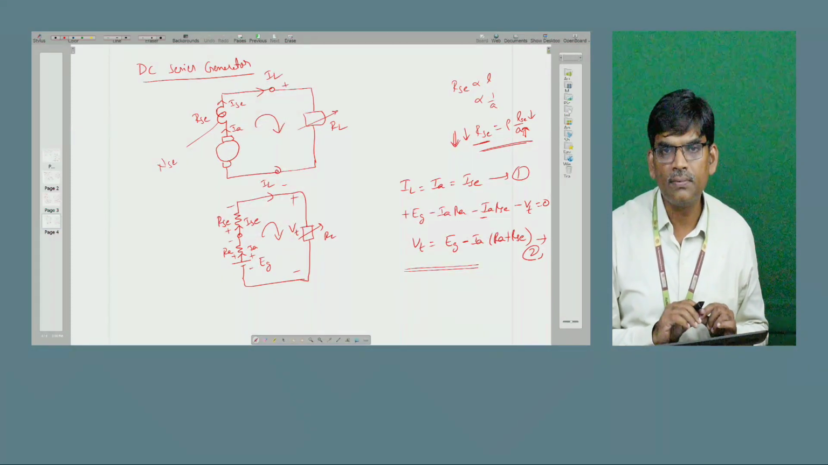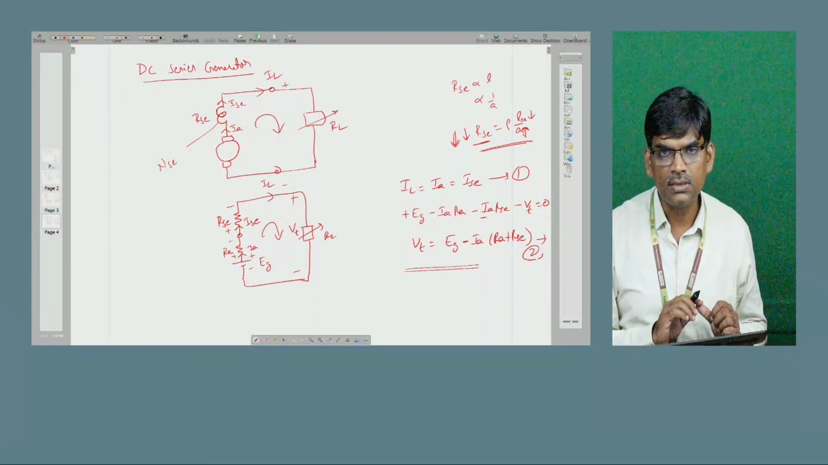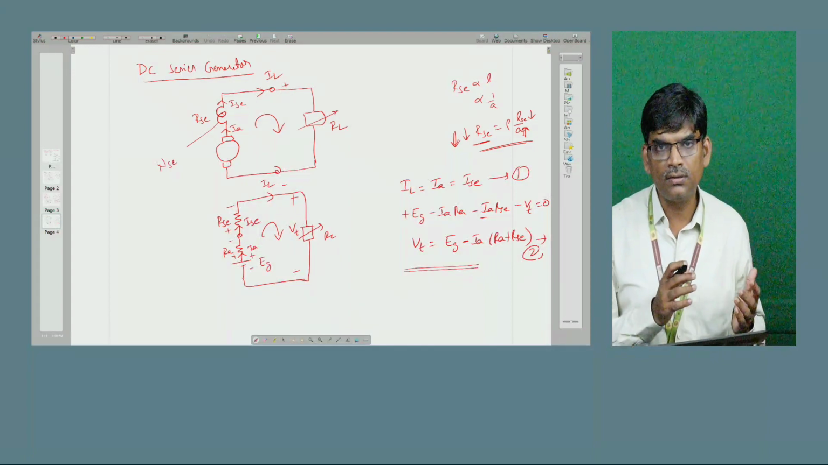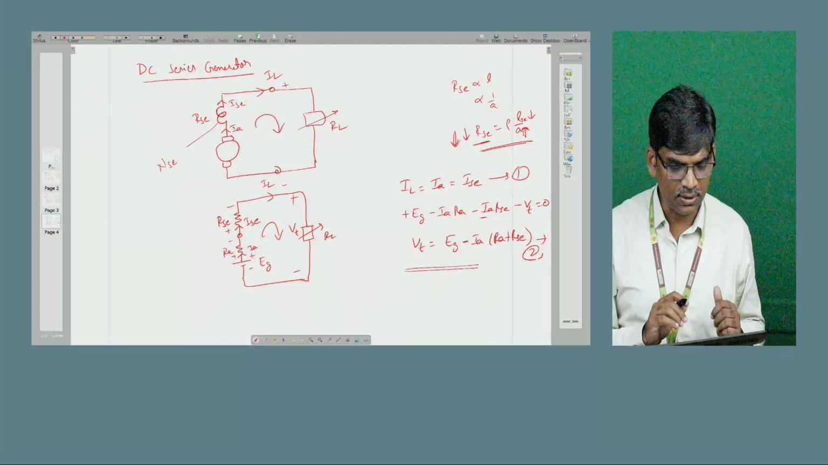In the next class I will explain another self-excited machine, called the compound generator. Based on the field connection, it is classified into two types, which will be explained in the next class.